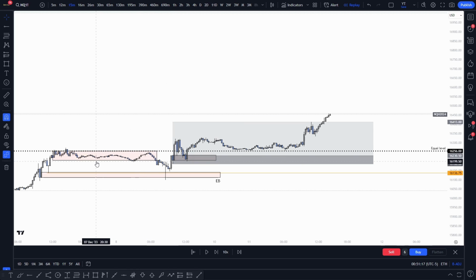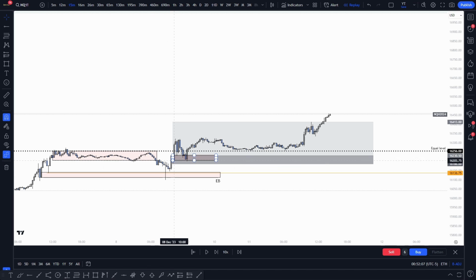Well, one, we accumulated in this range here. We got our manipulation leg. We even swept internal sell side liquidity here. We got our break of market structure, full body close. We got our displacement over the relative equal highs. Now we're getting our pullback back to the equilibrium block.